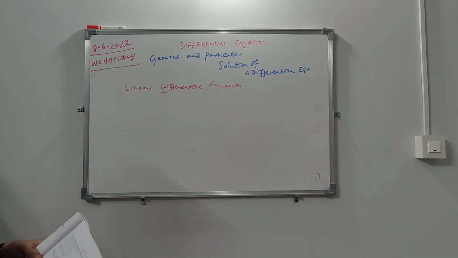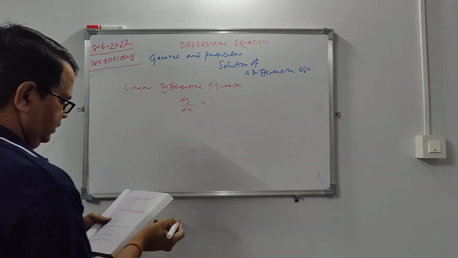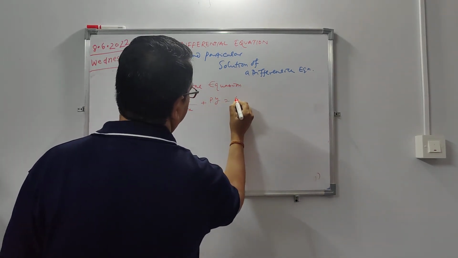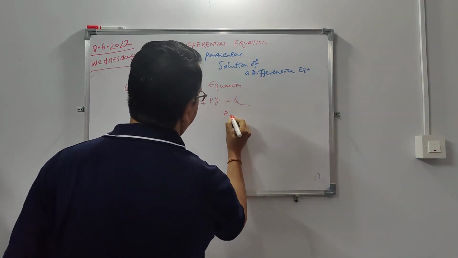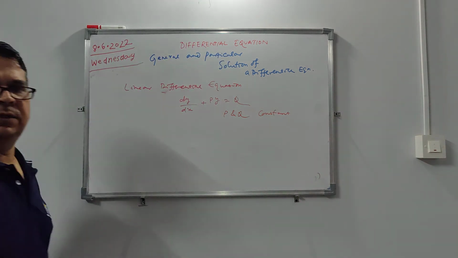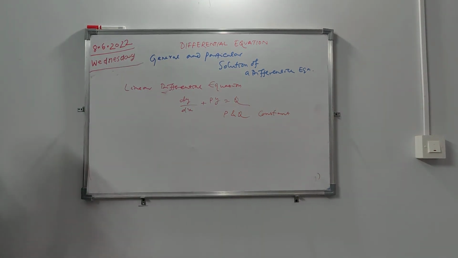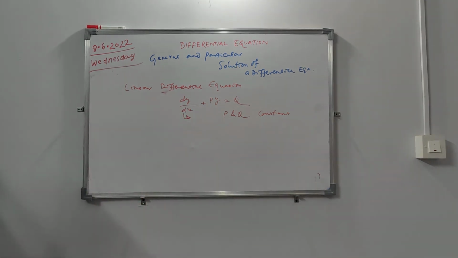The linear differential equation is of the form dy by dx plus py is equal to q, where p and q are constants. If this is the case, then it is a linear differential equation, because it is of the form y is equal to mx plus c or whatever in that form. This is called a first order linear differential equation because this is first order.